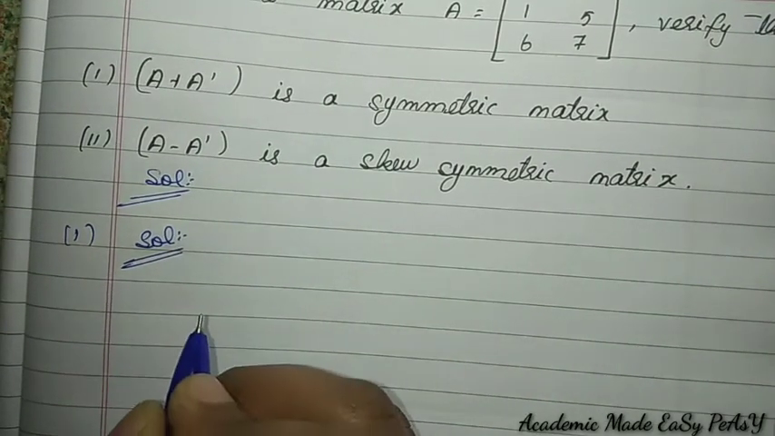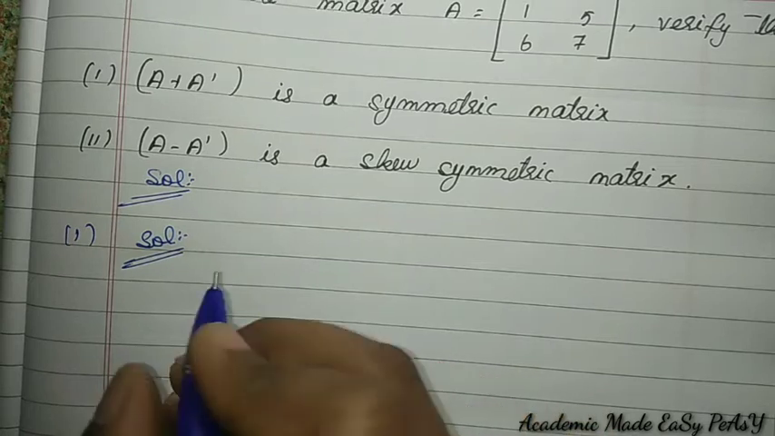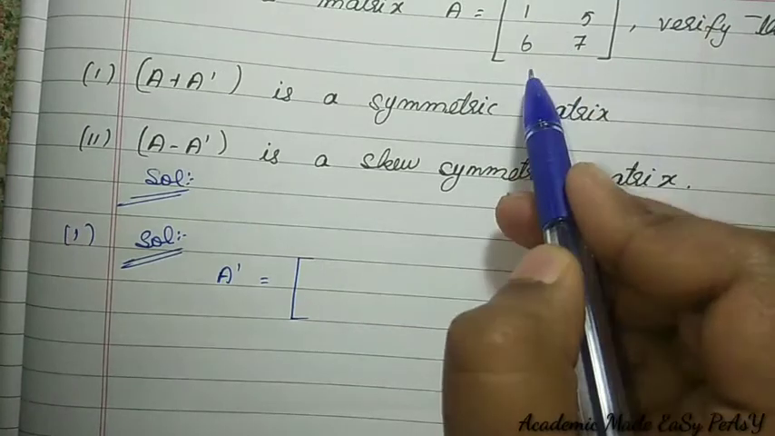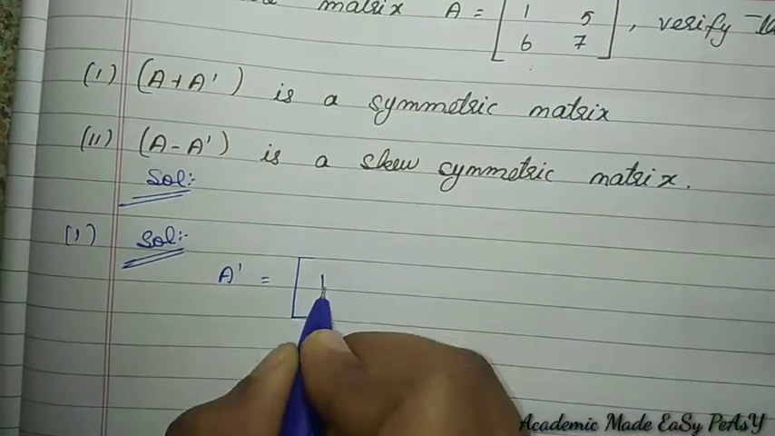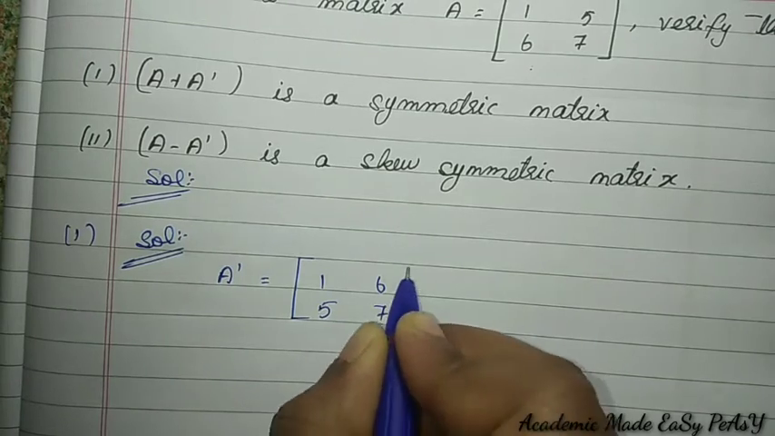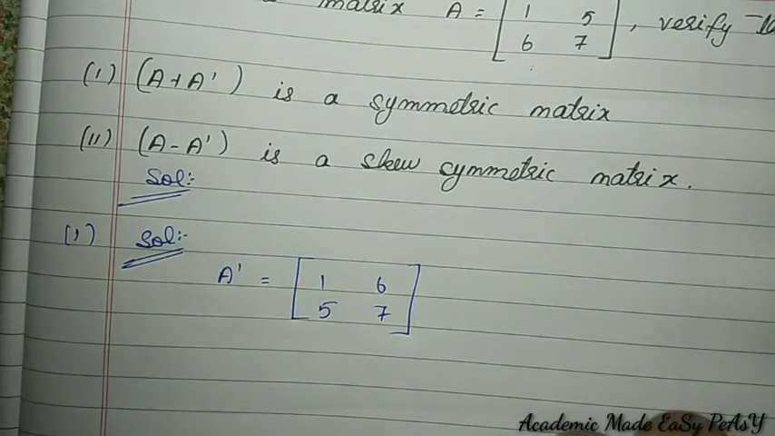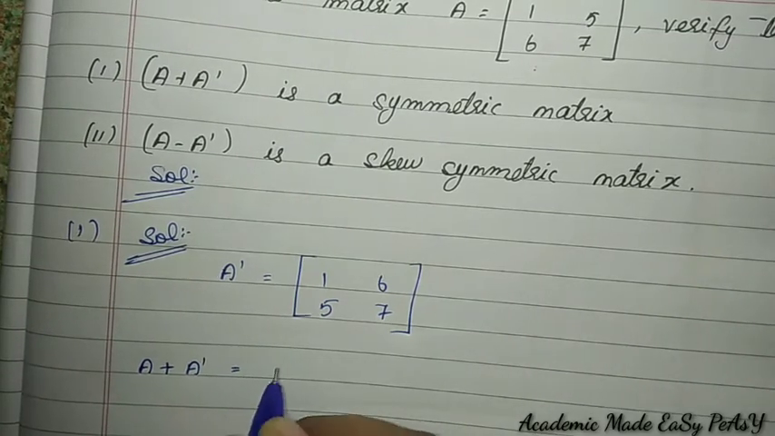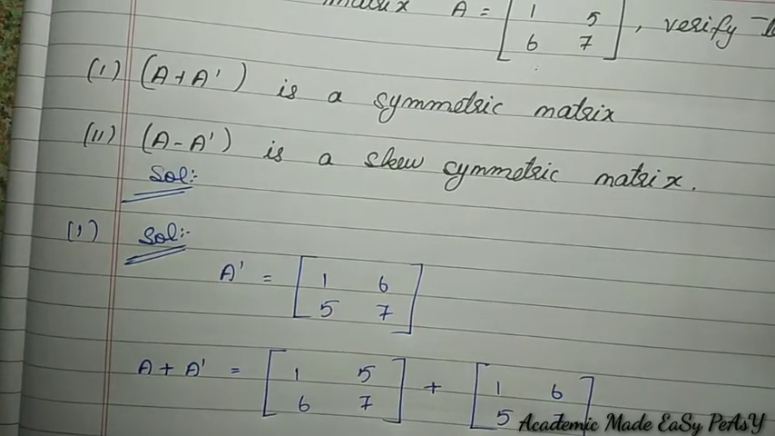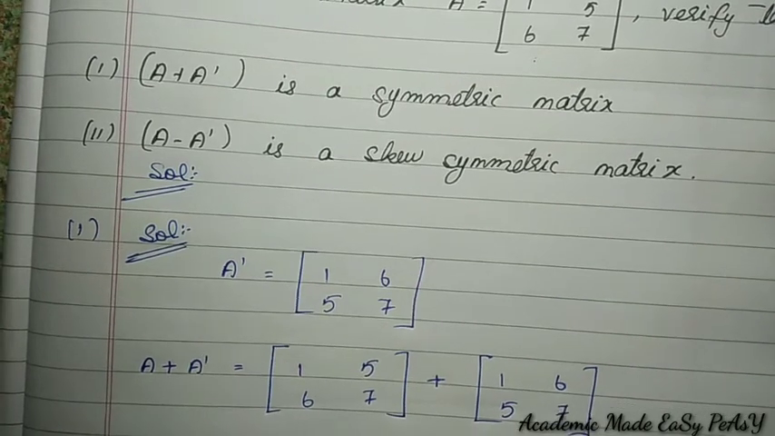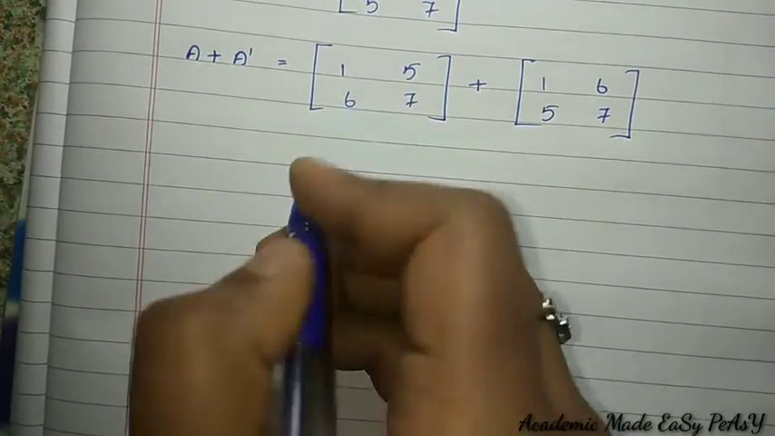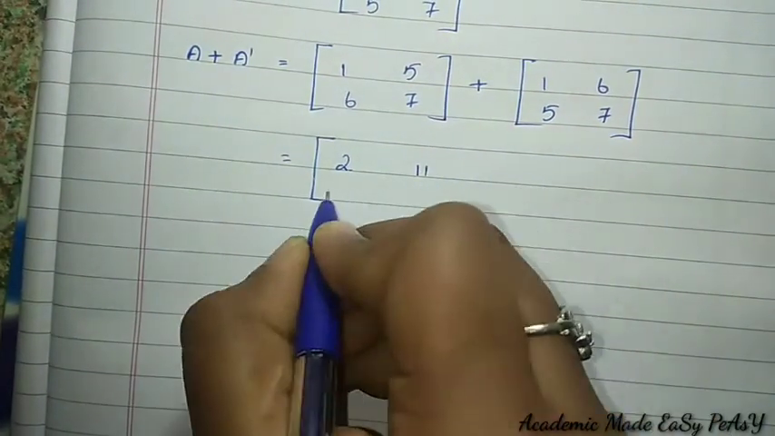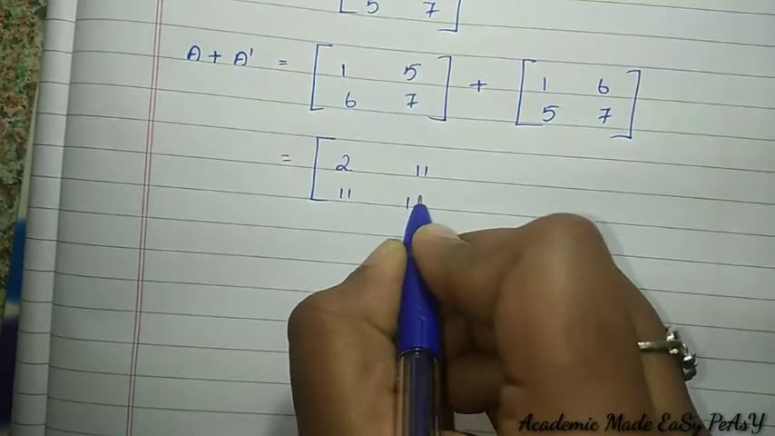So matrix A is given. We don't know matrix A transpose, no? So let's start finding. A transpose is equal to my first column as first row, second column as second row. So this is my A transpose. So A plus A transpose is equal to, so I have written both also. Now I will be adding these two. 1 plus 1, 2, 5 plus 6, 11, 6 plus 5, 11, 7 plus 7, 14.